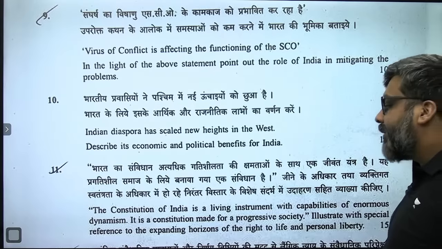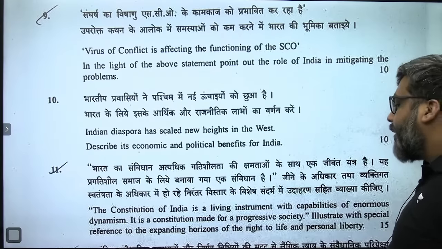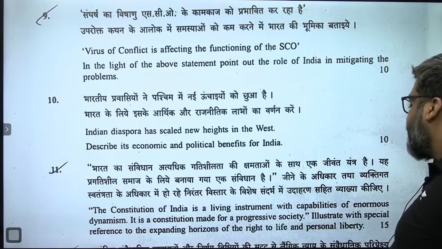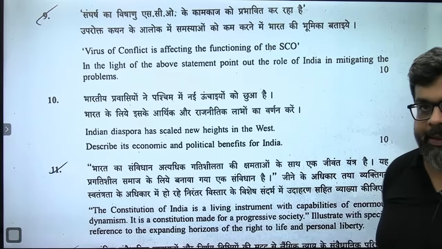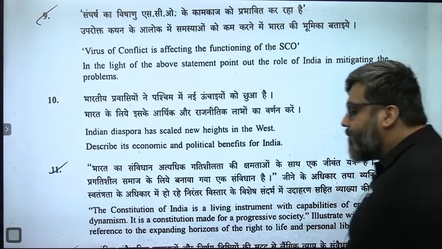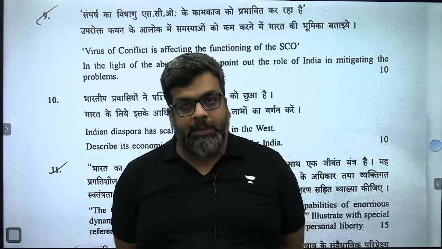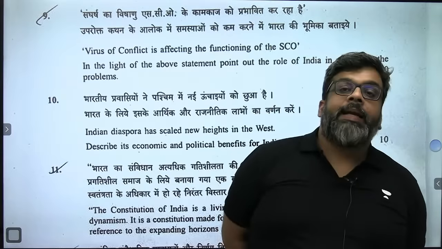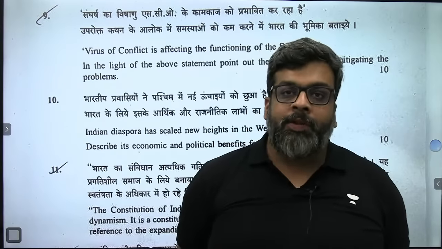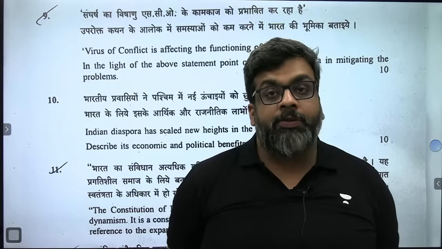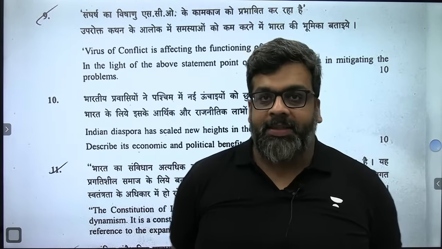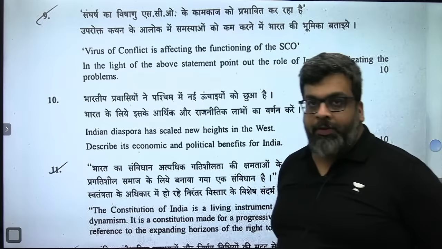Illustrate with special reference to the expanding horizons of the right to life and personal liberty. Now, of course, the landmark that has happened with right to life and personal liberty has been the fact that we have the right to privacy as an implied fundamental right in lieu of the Puttaswamy judgment. Now, we are also looking at approximately 5 years to the Puttaswamy judgment. So, let's not forget that. So, that could be a context to that.